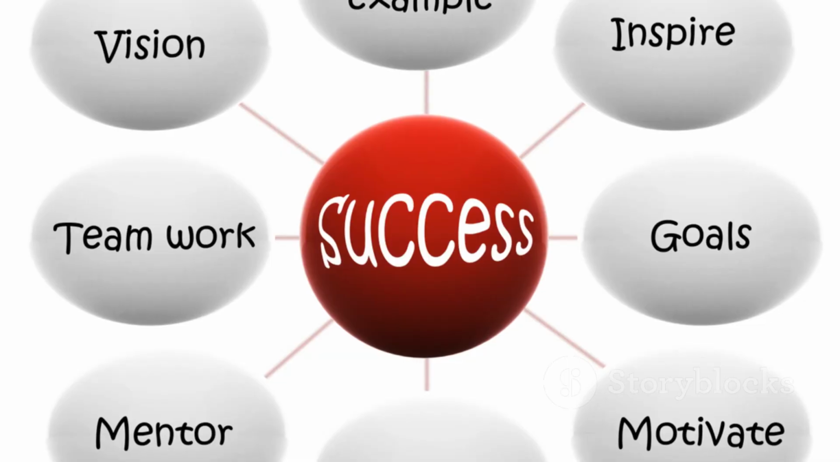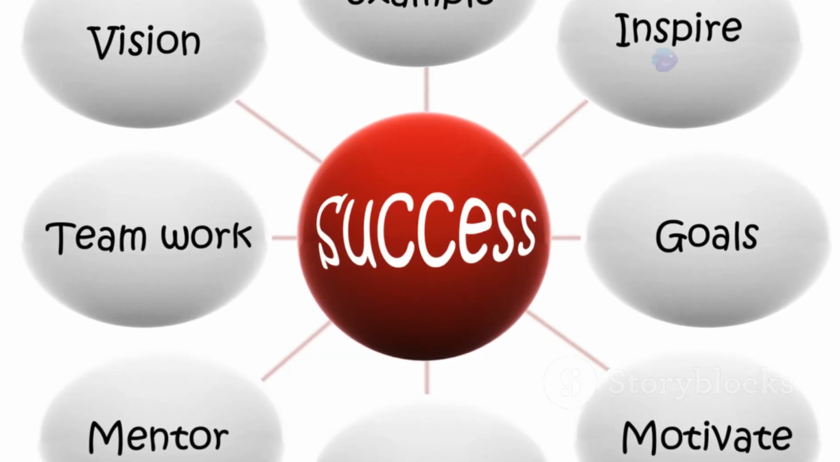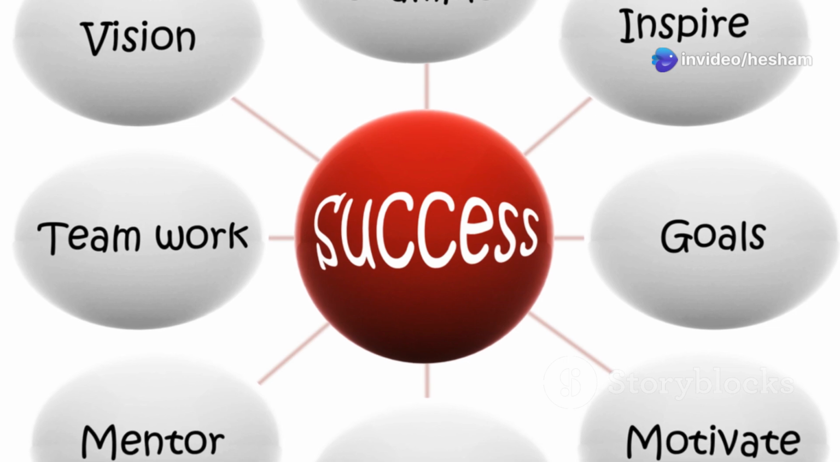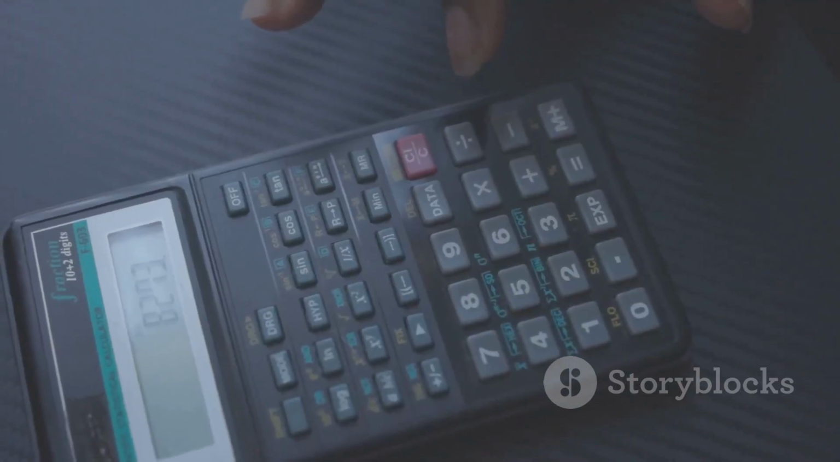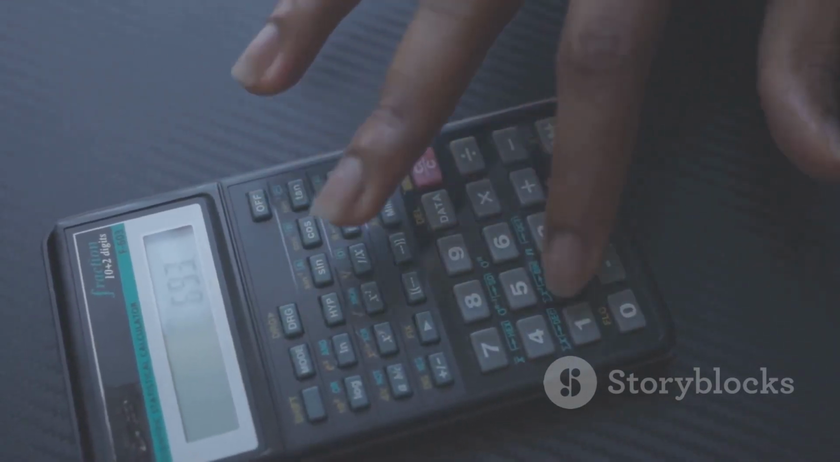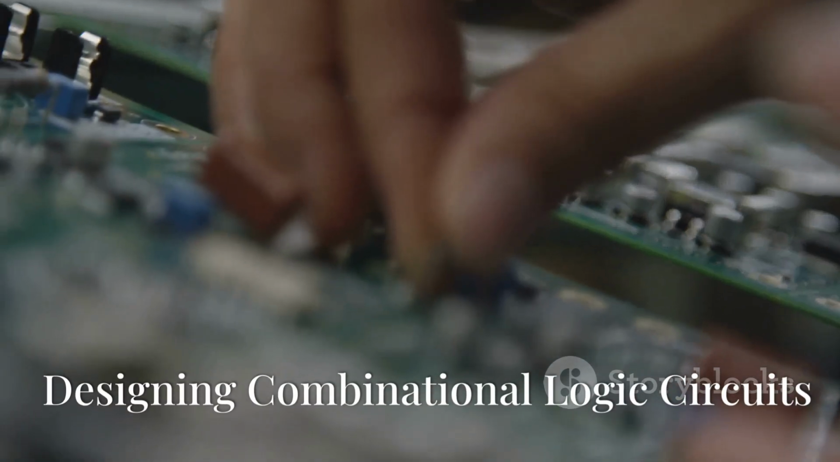Combinational logic circuits are predictable and reliable. They are made up of logic gates that perform basic operations like AND, OR, and NOT. By combining these gates, we can create circuits for complex tasks. Combinational logic circuits are everywhere in our digital world, from your smartphone to your car.